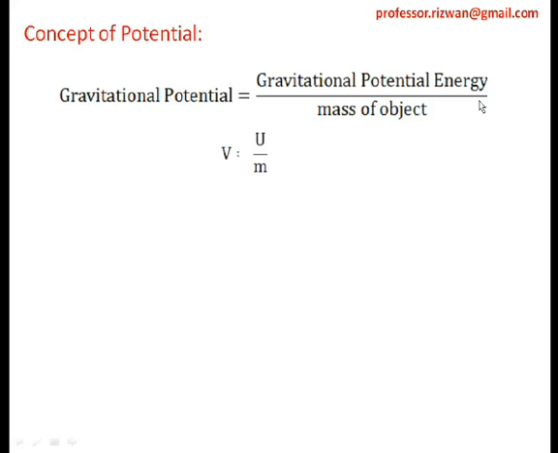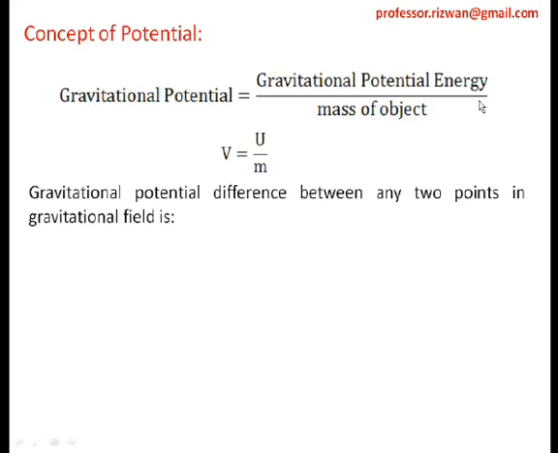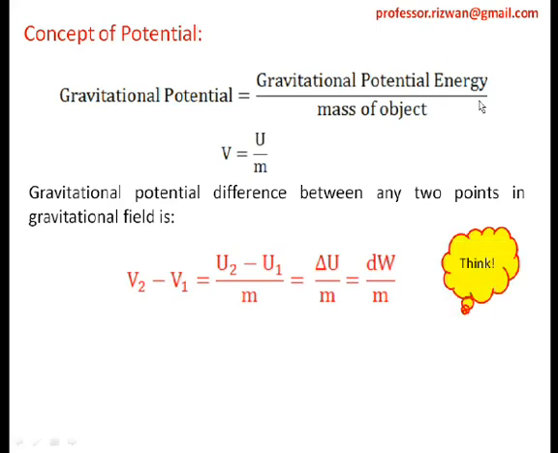So let us substitute this. V is gravitational potential, the symbol is V. Gravitational potential energy is U, we have just calculated U. So V is equal to U upon m. If you substitute this, the change in difference is V2 minus V1. This is the change in gravitational potential, equal to U2 minus U1 upon m, as m remains the same. So delta U upon m, so dW upon m.